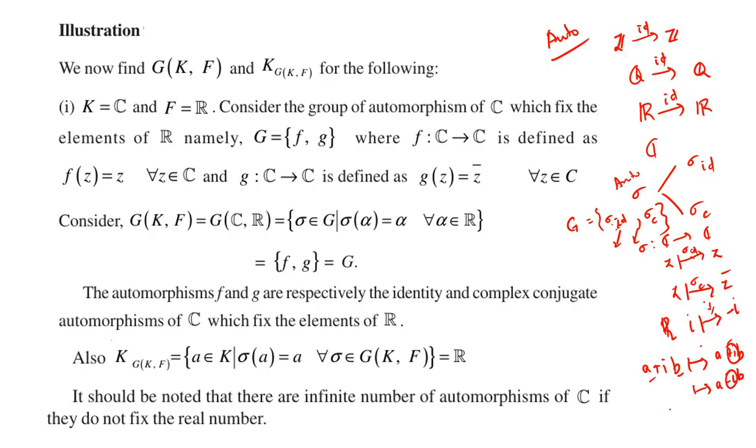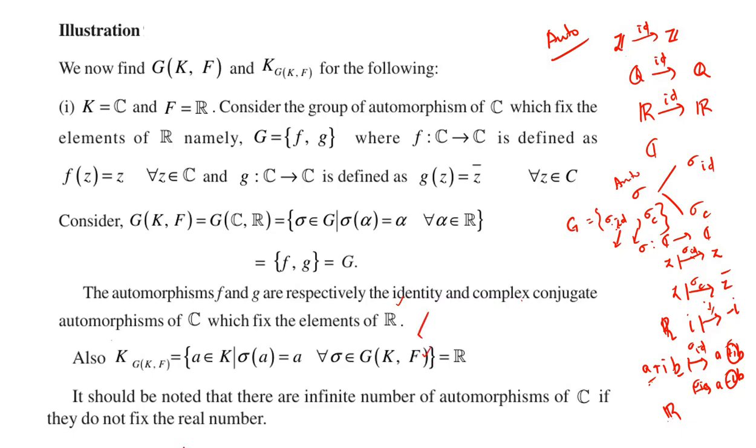But how about a and b? They are from R. Whether sigma ID or sigma conjugate changes the elements a and b? No. Because they do not change them, both of them do not change the base field elements. So instead of sigma ID and sigma conjugate, here they are taken as small f and small g. The automorphisms f and g are respectively the identity and complex conjugate automorphisms of C, which fix the elements of R.